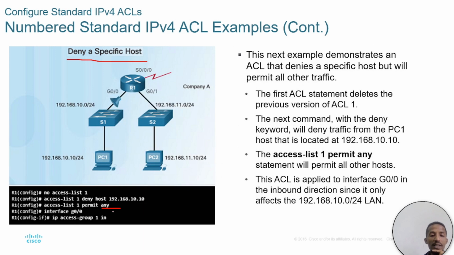So for example, here you can see we are denying this host. This has been denied. What about now? Now everybody is permitted. Everybody means not just this network, but the entire set of networks except this PC, when they are outgoing. So the previous statement should have been implemented here.